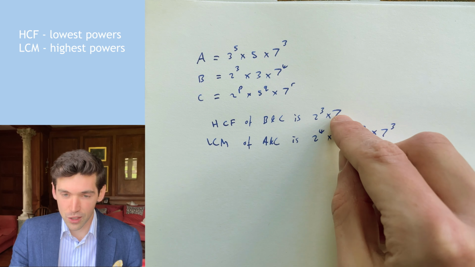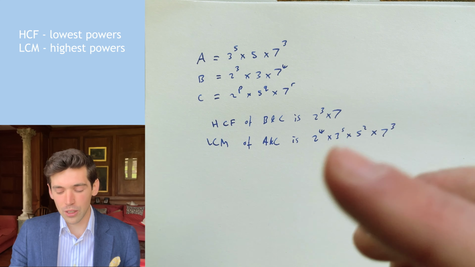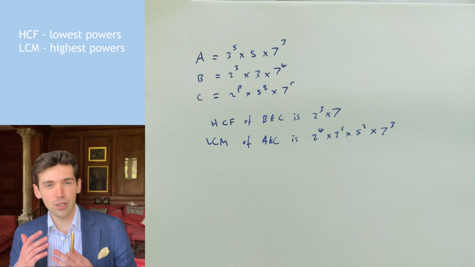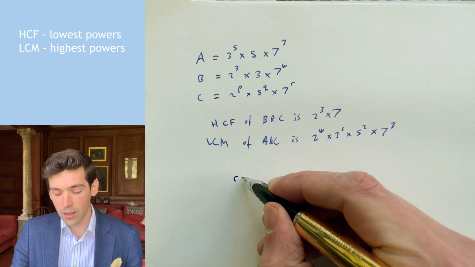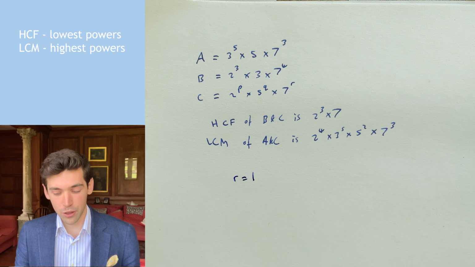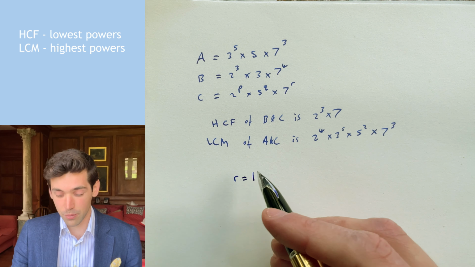Now, what about the 7? 7 to the 4 and 7 to the R, we need to know the lowest power is just 7. And remember from before, 7 is the same as 7 to the 1. So that tells us that R has to be 1 in order for that to be the highest common factor. And then you look at the second bit of information and you just go through this in the same manner.